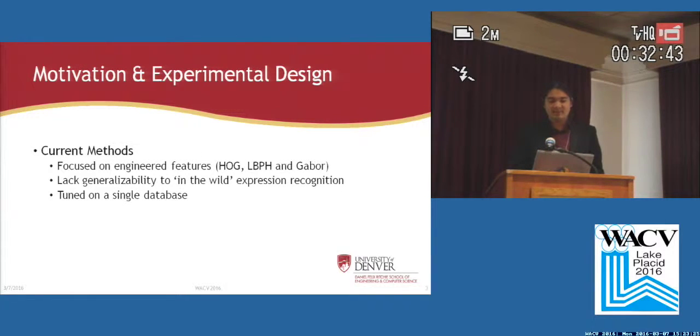A lot of the current methods out there today focus on engineered features such as HOG, LBPH, and Gabor filters, and they really lack generalizability to in-the-wild expression recognition. A lot of them are tuned on a single database, which means that each database has a fingerprint of light and pose. However, in the wild, these database conditions don't exist, and so we don't see the recognition accuracy that we traditionally do.